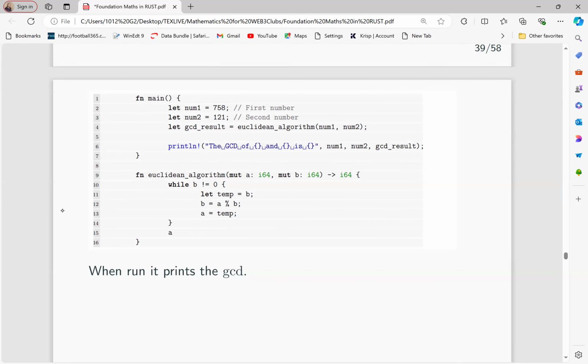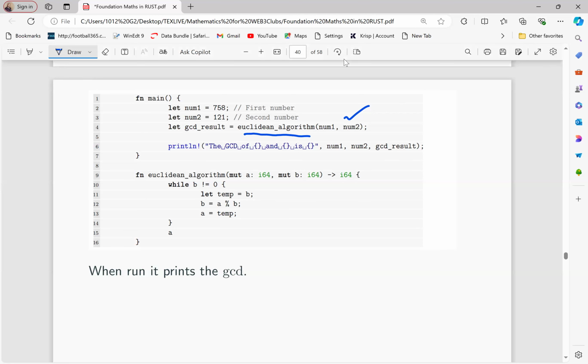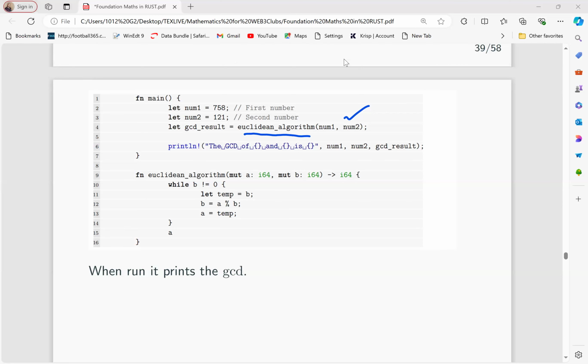So we define our numbers. Let me call this our A, our number 1, and then our number 2, because we are dealing with two numbers. And then this one calls the Euclidean algorithm function with the two numbers, number 1 and number 2, which of course have been defined above. So we begin by defining those two numbers.